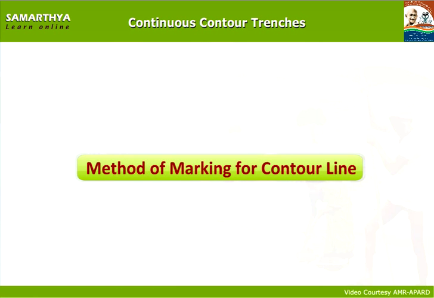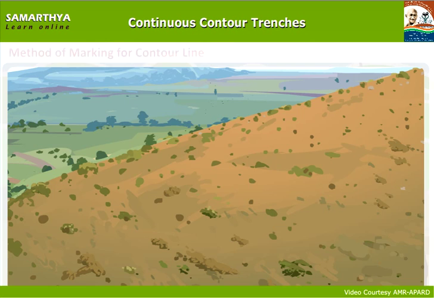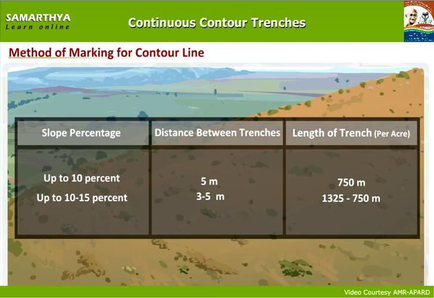Method of marking and process of construction for continuous contour trenches. Before marking the place for constructing the continuous contour trenches, the distance between trenches must be established. See the chart below for determining the distance between the trenches.